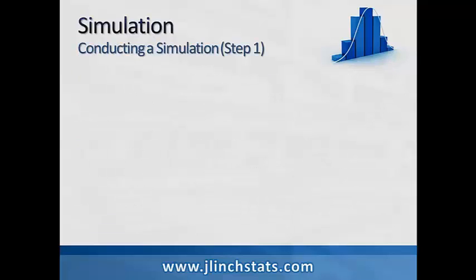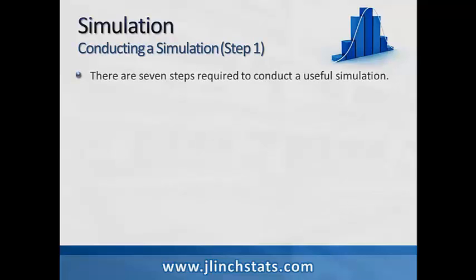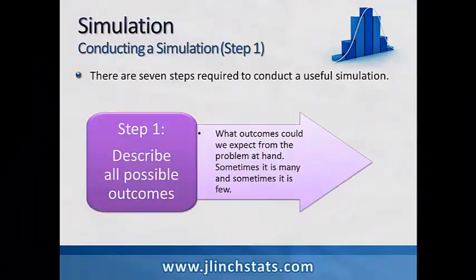Now let's talk about the steps in conducting a simulation. There are 7 steps required to conduct a useful simulation. The first step requires us to describe all possible outcomes. What outcomes could we expect from the problem at hand? Sometimes it's many, and sometimes it's few. Perhaps it can only be 2 possible outcomes. But in step 1, we want to make sure that we have defined all the possible outcomes that could result from our problem at hand.